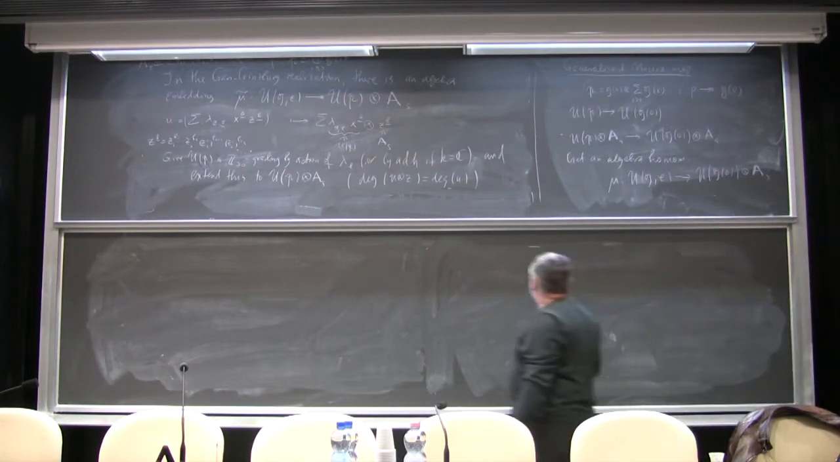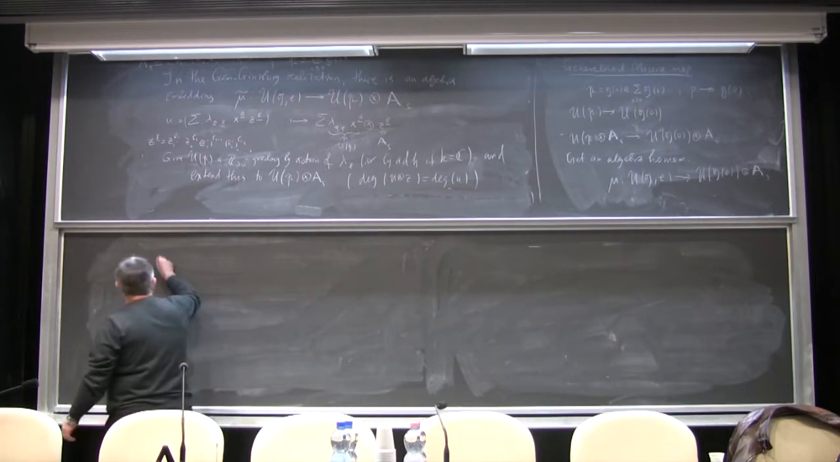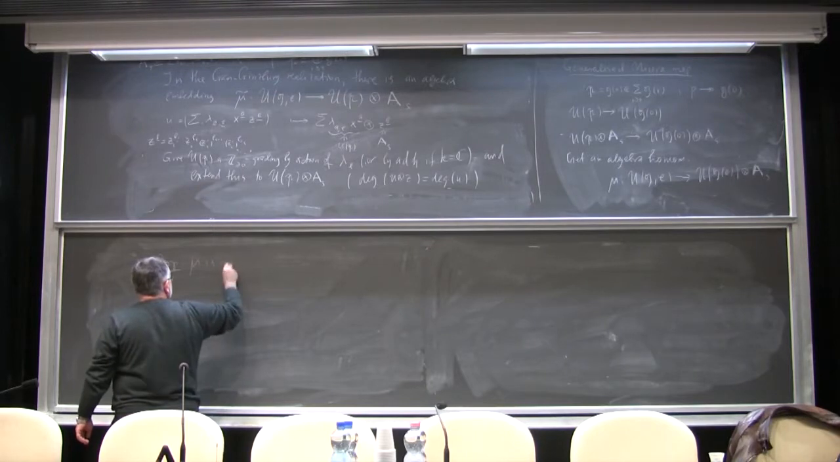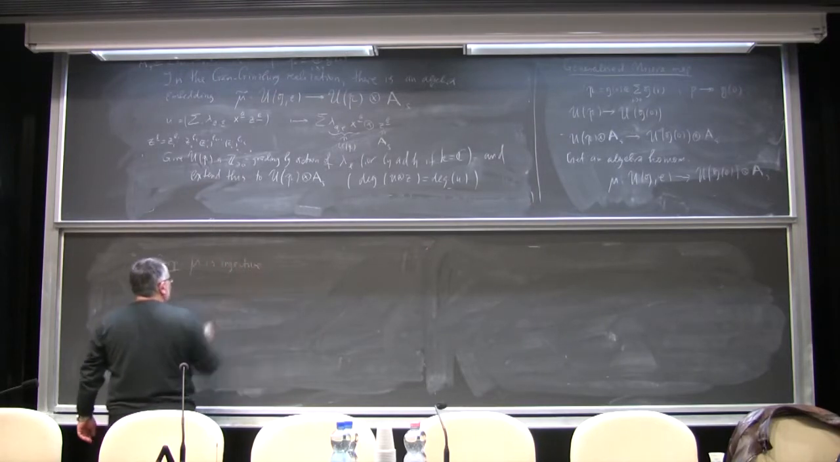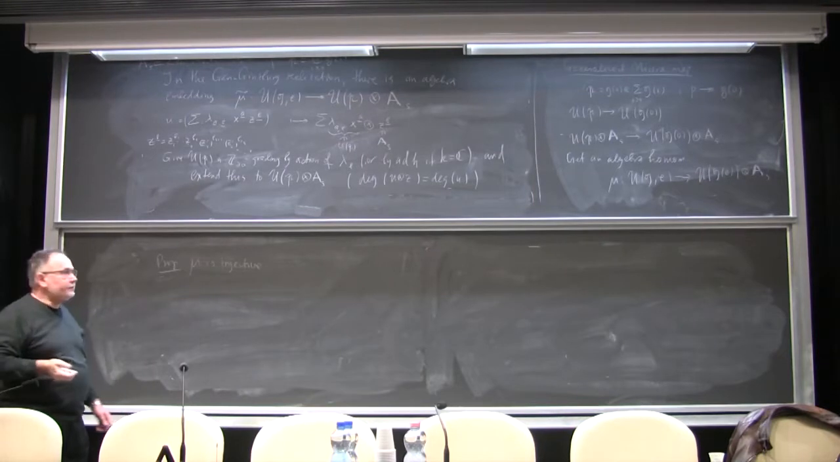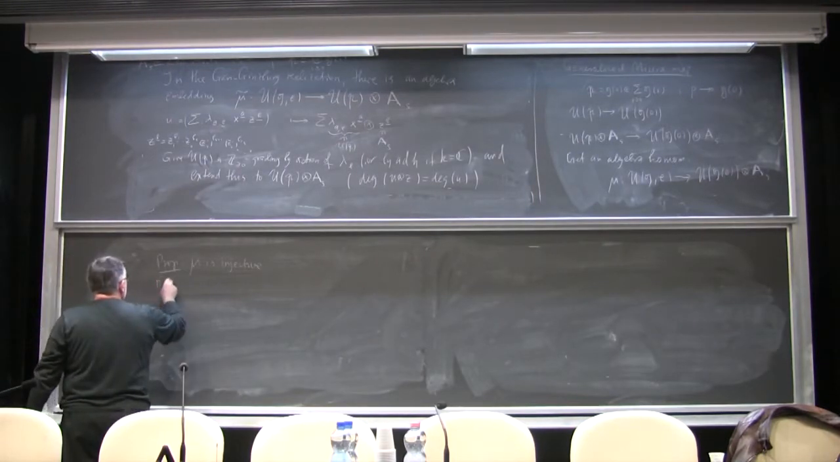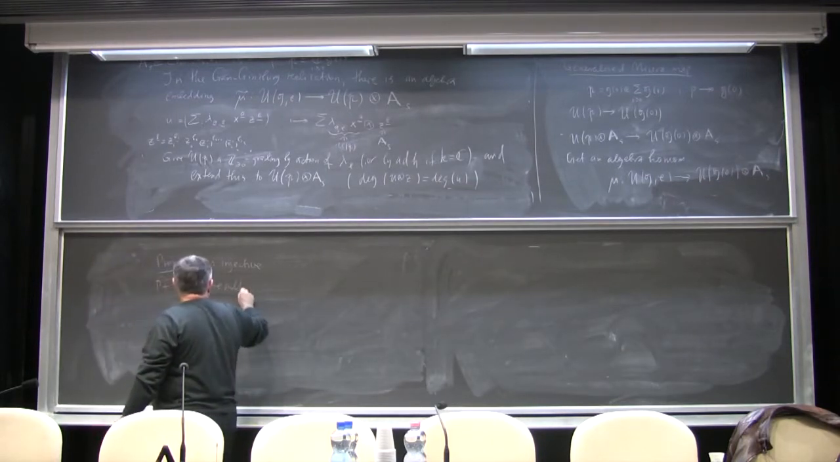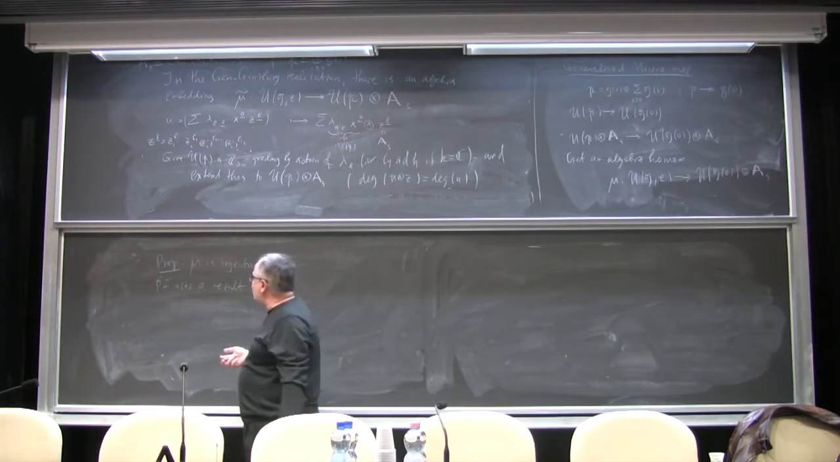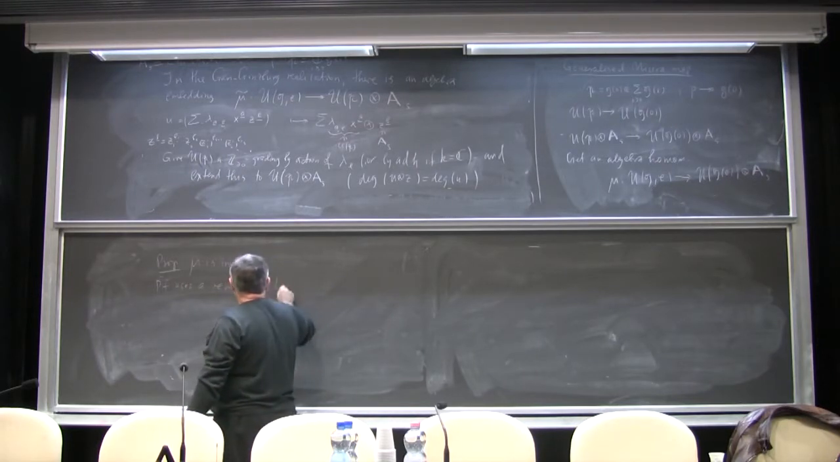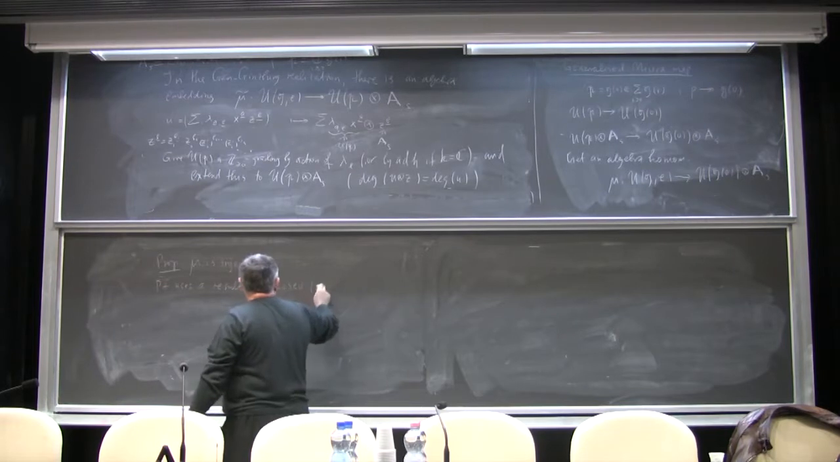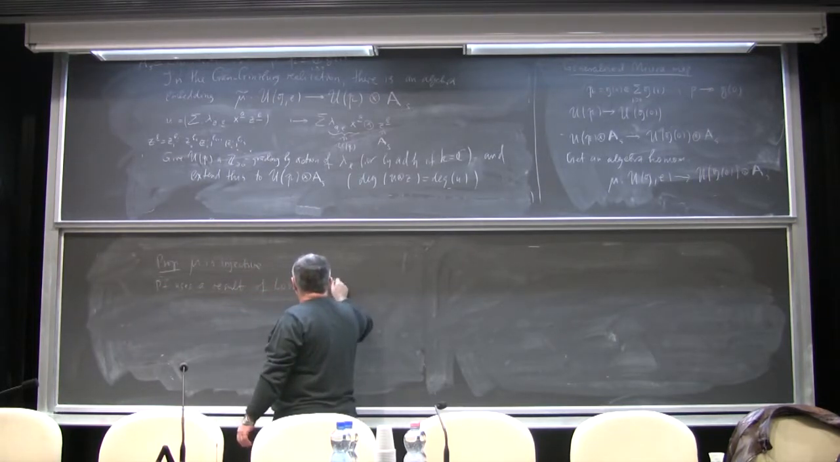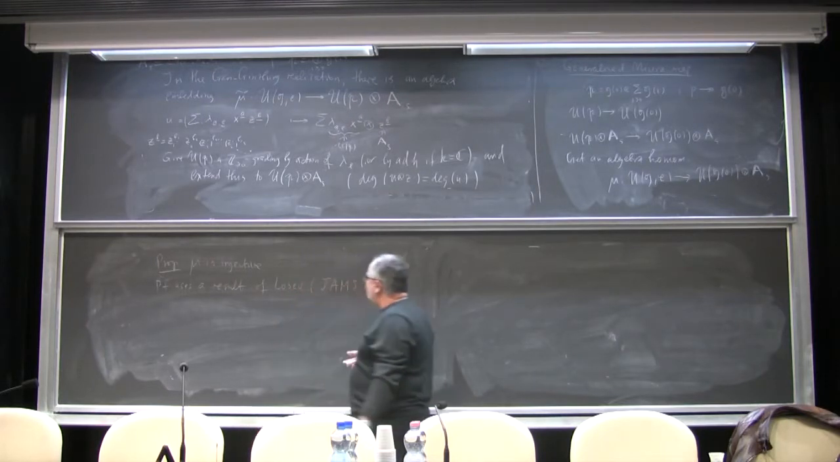So, and one can prove a proposition: μ is injective. And let me just sketch the proof. The proof uses a result of Losev. There are different ways to prove it, but the shortest way is a result of Losev. That was, I think, published in the Journal of the American Mathematical Society in 2010, if I'm not mistaken.